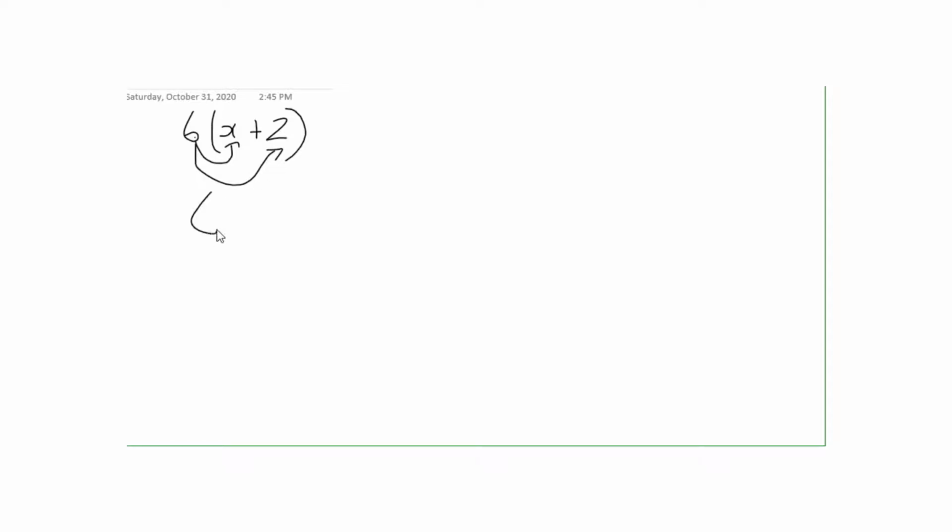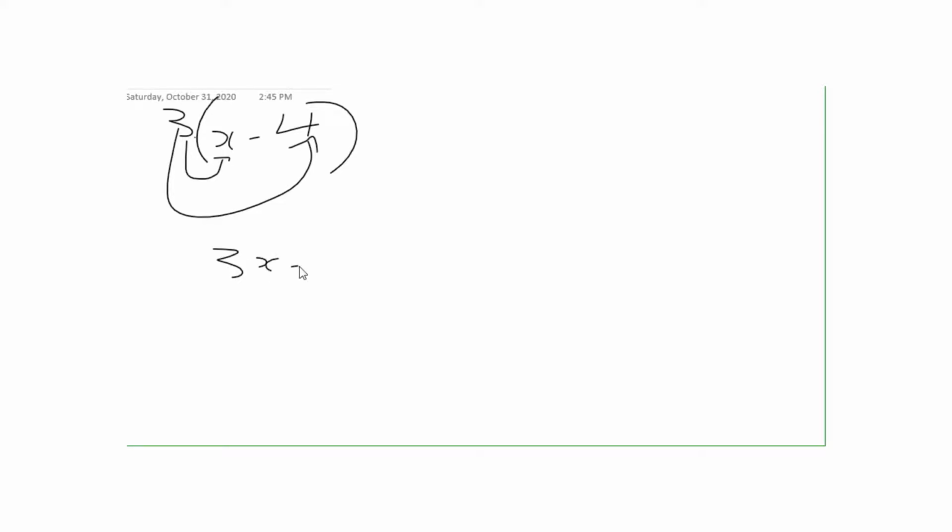So that's 6 times x, that's 6x, plus 2 times 6, that's 12. So that's 6x plus 12. And this cannot be broken down because they're unlike terms. If we had x here, we could add them together, or if the x wasn't here, we could add the 12 and the 6, but they're not like terms, so we'll just leave it like that.